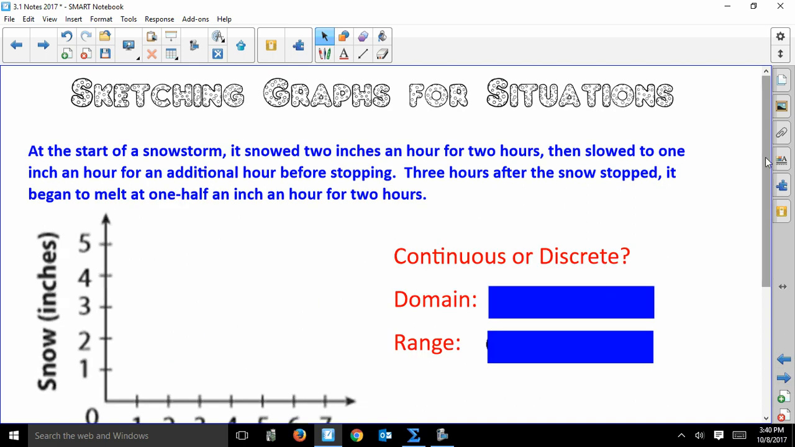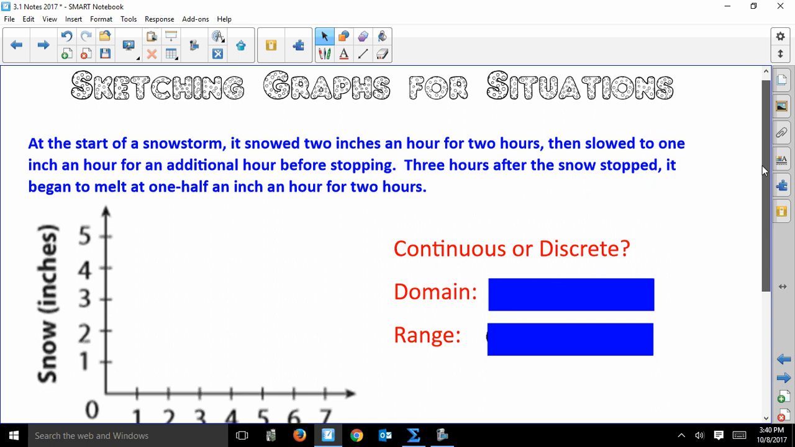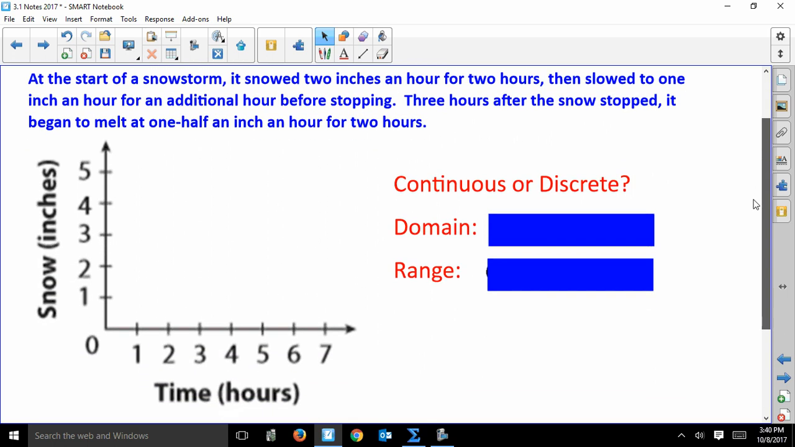The last 2 examples are sketching graphs for situations. Our first example says at the start of a snowstorm, it snowed 2 inches an hour for 2 hours. Then it slowed to 1 inch an hour for an additional hour before stopping. 3 hours after the snow stopped, it began to melt at 1/2 an inch an hour for 2 hours. So we're going to plot some points, and then we will determine whether this is continuous or discrete. We know that it snowed 2 inches an hour for 2 hours.